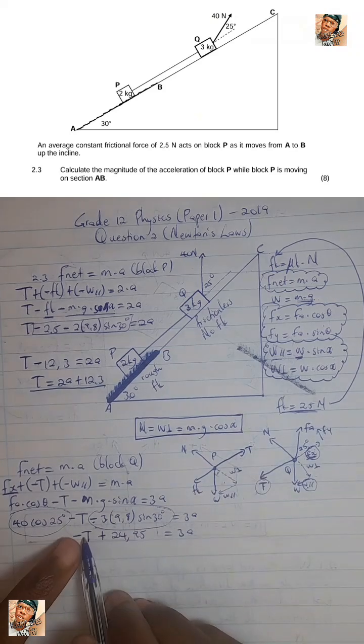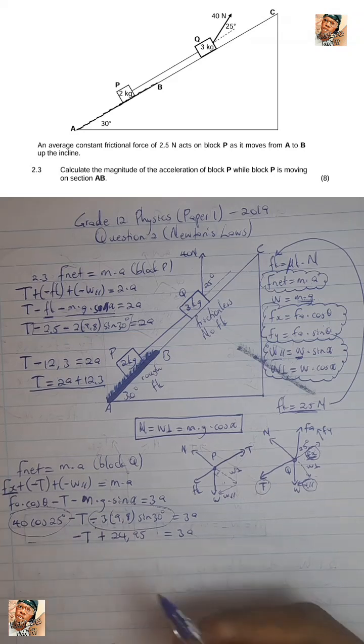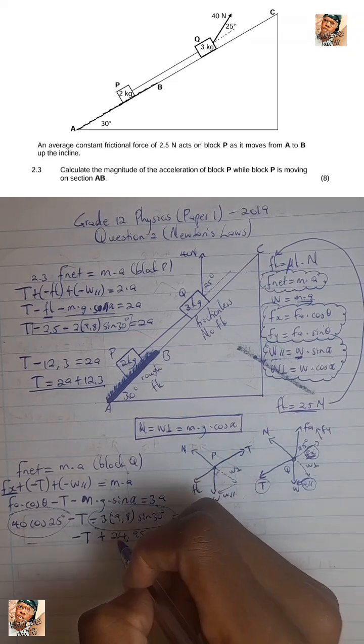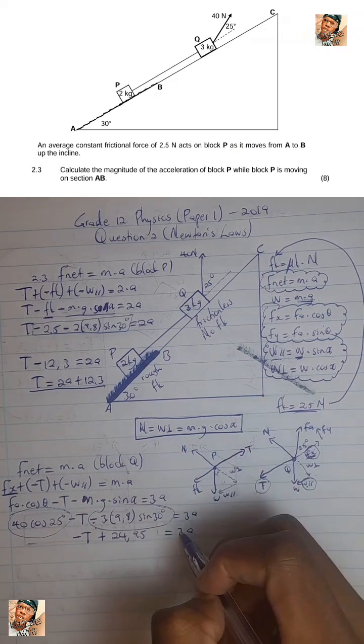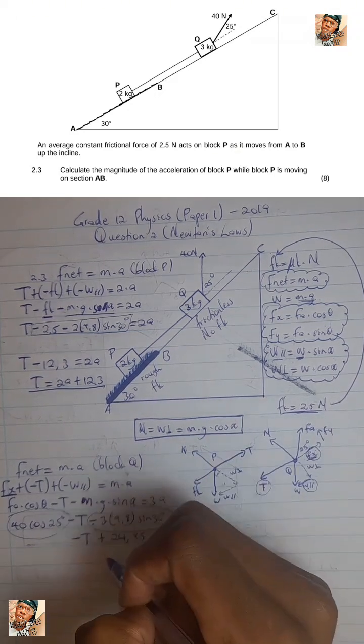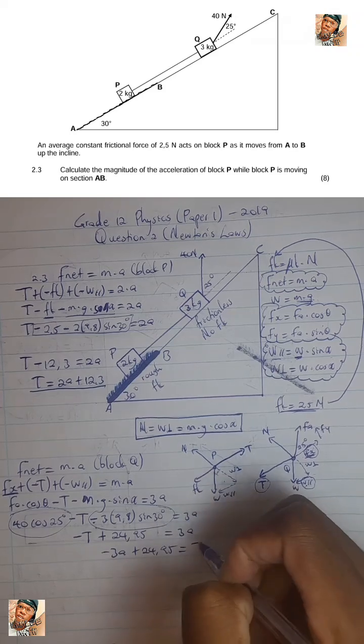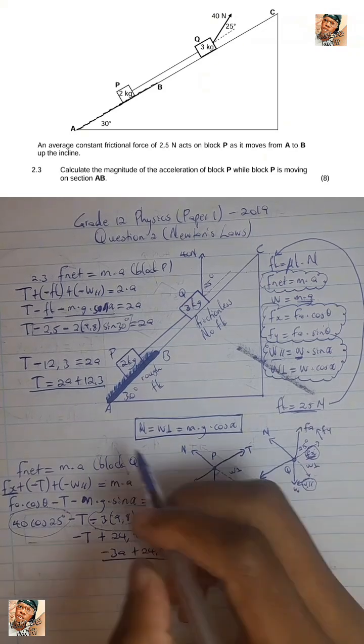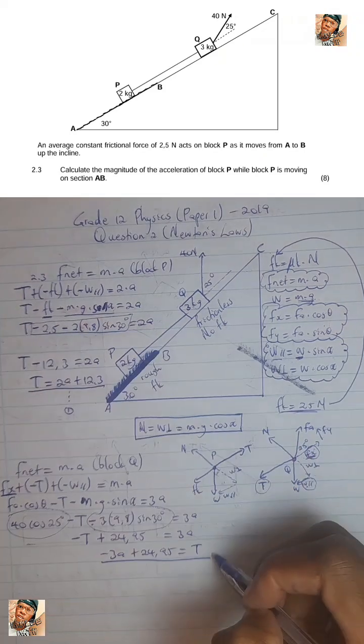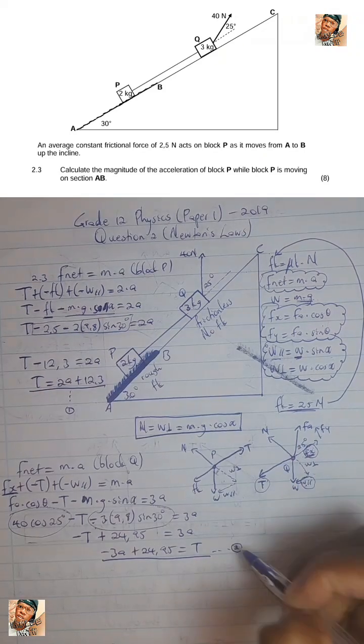Because I want to make T the subject of the formula, I'm going to take it to the right hand side. So I'm going to leave 24.95 on the left hand side. When 3A comes to the left hand side, it comes negative. So we're going to have negative 3A, then plus 24.95 is equal to tension. Now this is going to be the second equation. Remember that this was the first equation, and this one is the second equation. So this is how we do the simultaneous equations.